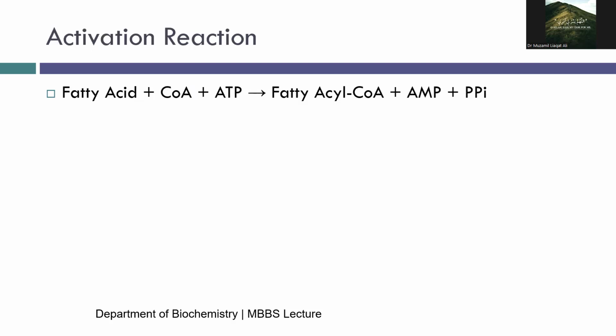So what about the activation reaction? Fatty acid plus CoA plus ATP leads to the formation of the fatty acyl-CoA plus AMP and PPi, right? This is an energy-expensive reaction, but a necessary priming step for the beta oxidation.